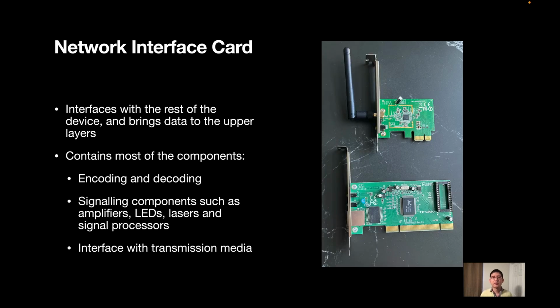Combining it all together, we have something called the network interface card, otherwise known as the NIC. A NIC interfaces with the rest of the device and brings the data to upper layers of the OSI model. And it contains most of the components we've talked about, such as encoding and decoding, signaling components such as amplifiers, LEDs, lasers, and signal processors, and an interface with the transmission media such as a connector. As you can see in the picture on the right, we have two examples of NICs used in the real world.